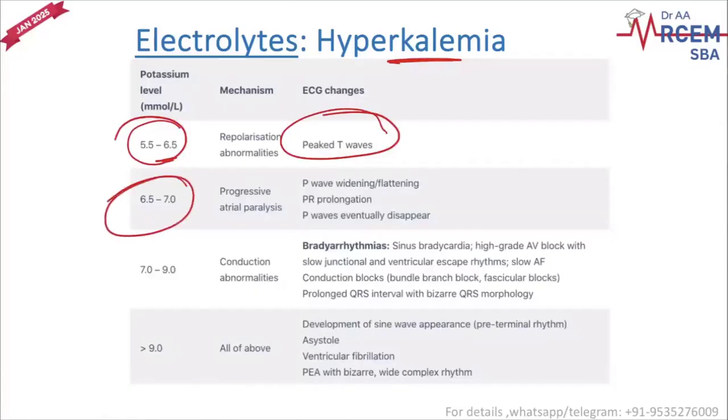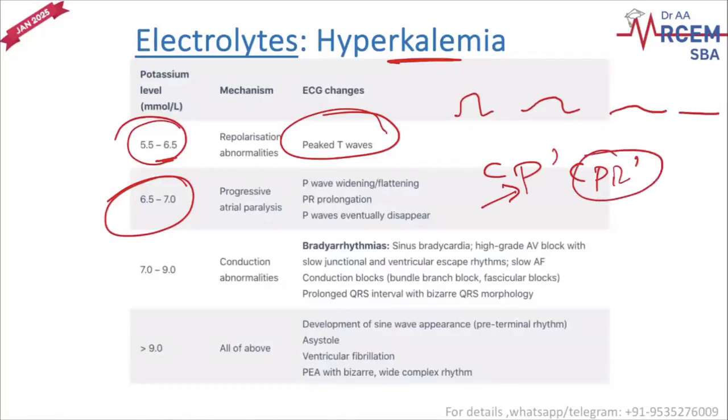If it's moderate, between 6.5 to 7, it is mainly the P wave and PR interval changes that are seen. What happens to the P wave? The P wave becomes broad, broader, and suddenly it becomes flat. Along with it, there is PR prolongation. So the P wave widens and suddenly disappears, and there is a prolonged PR interval.